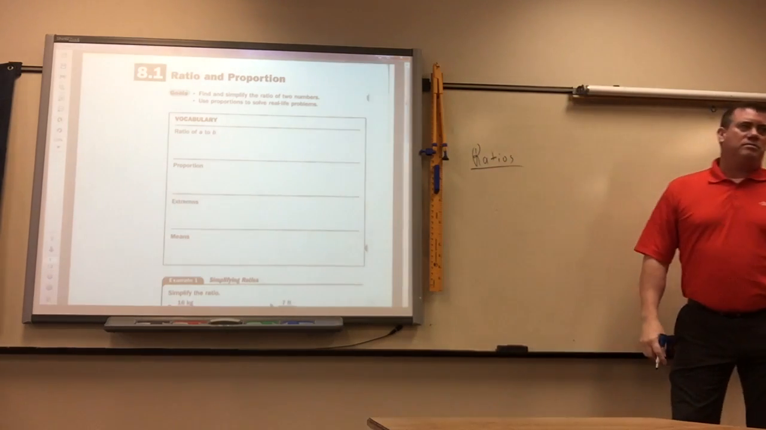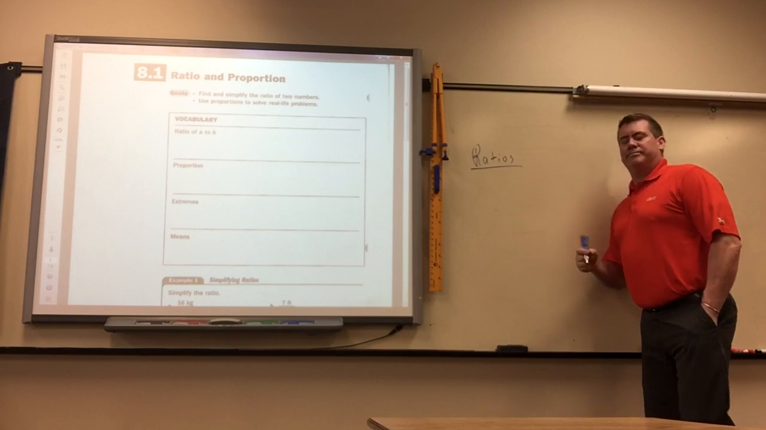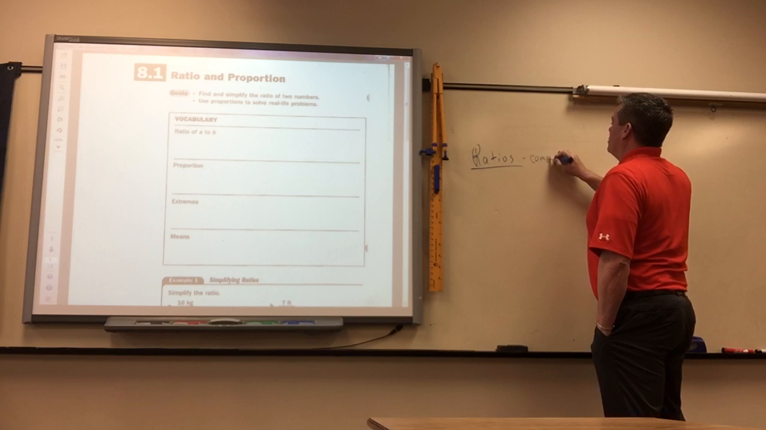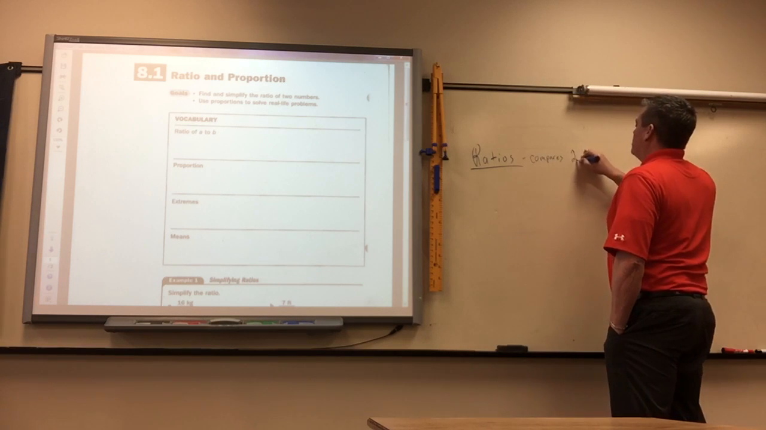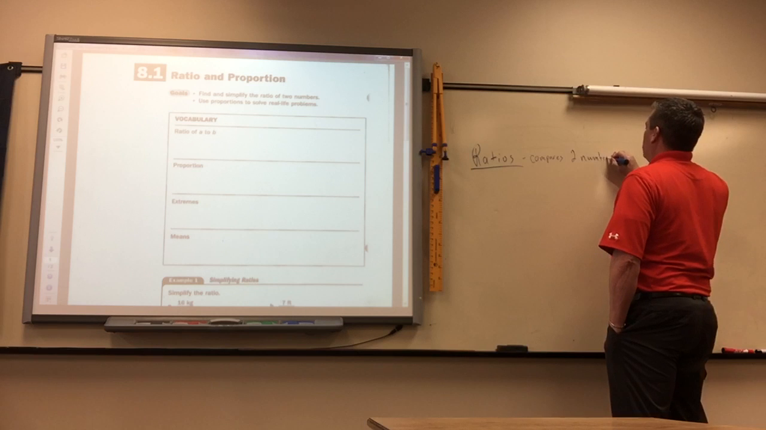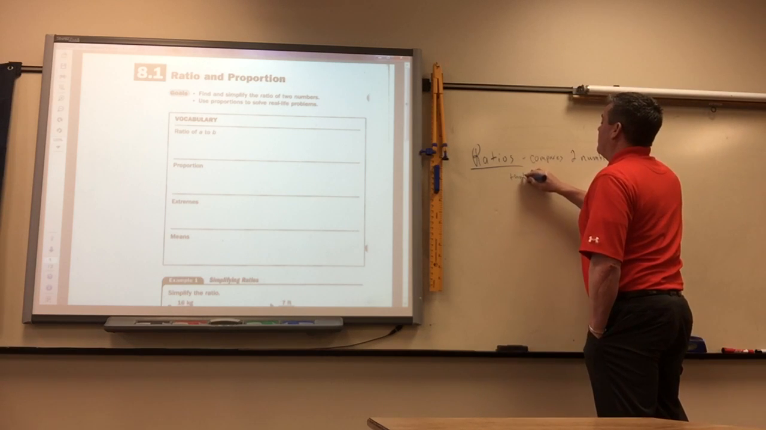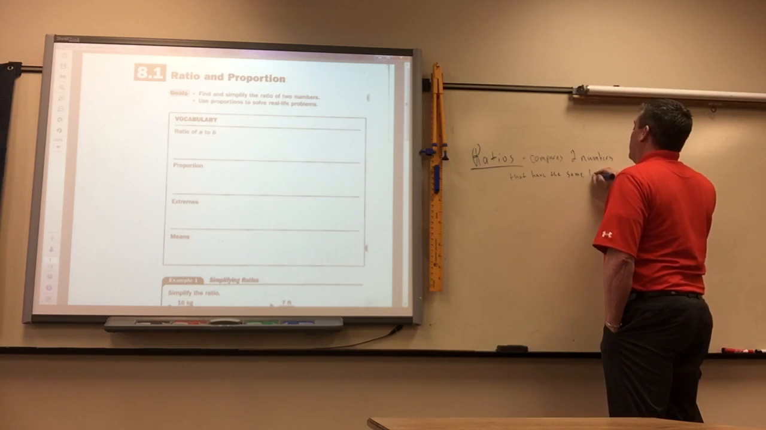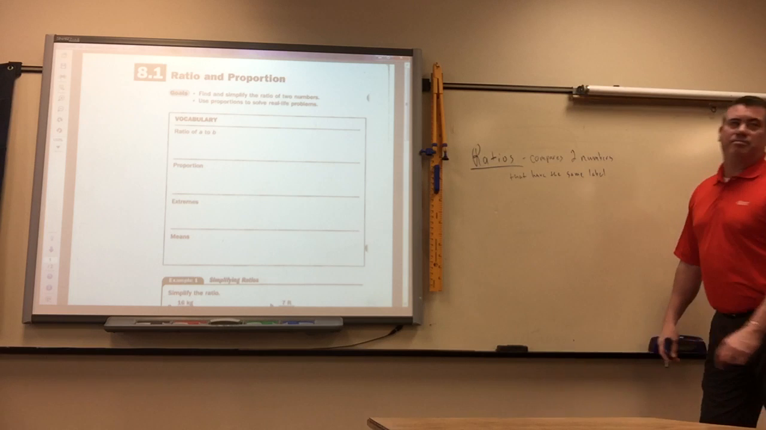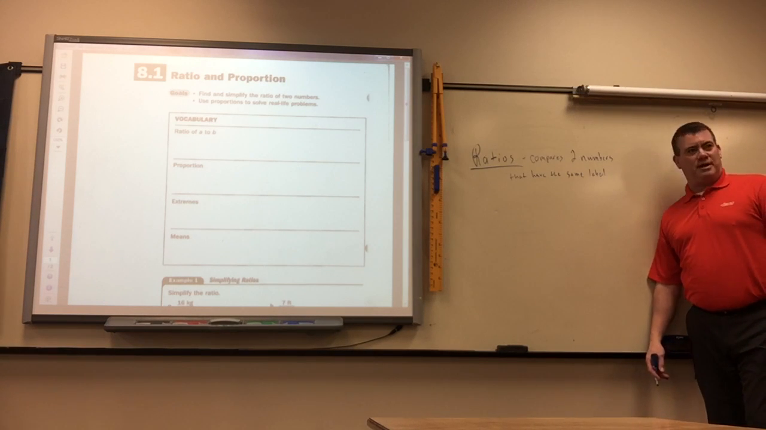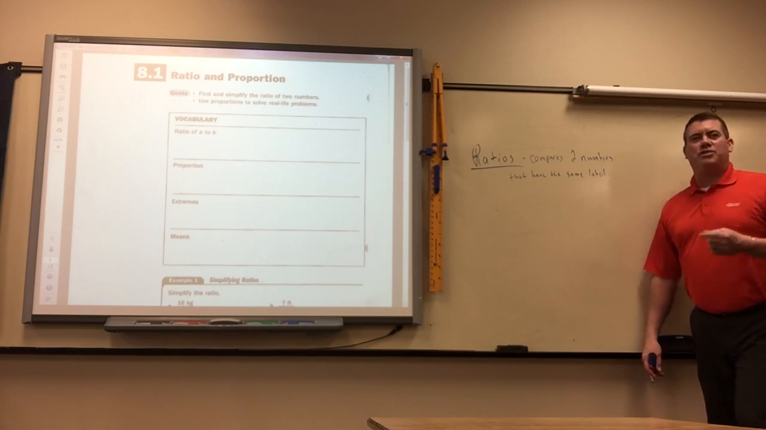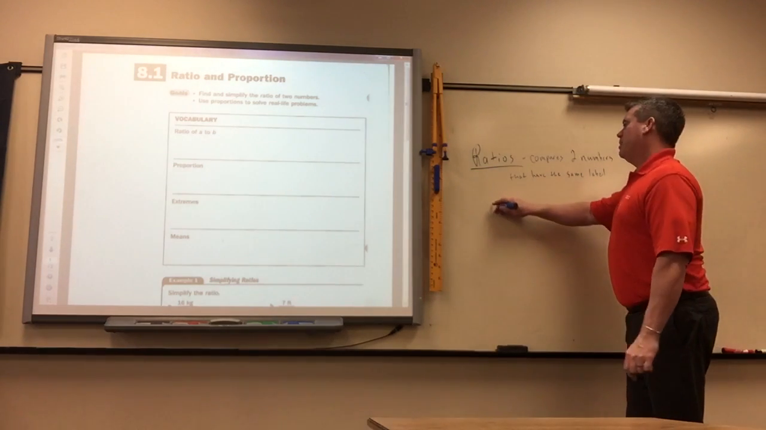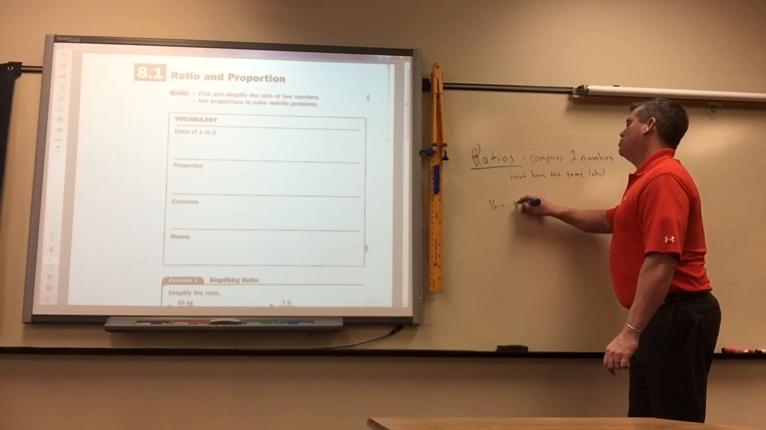A ratio is kind of like a rate, but a ratio, 1 to 5, compares two numbers that have the same label. For example, inches to inches, or miles to miles, or dollars to dollars. The ones where they try to trick you is sometimes they'll say write a ratio of 36 inches to 1 foot.